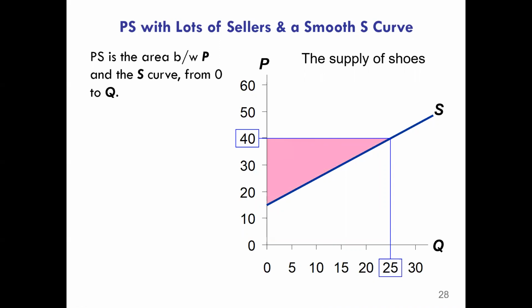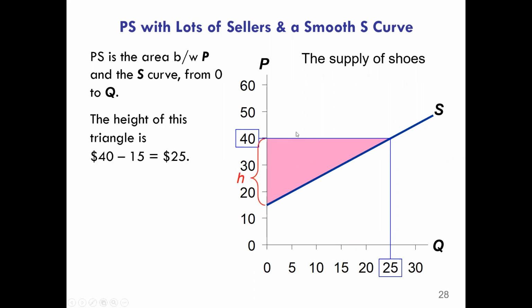Now, producer surplus is the area between price and the supply curve from 0 to the quantity. And on the graph, you can see it as the triangle shaded in pink. Producer surplus is effectively the area of this triangle.